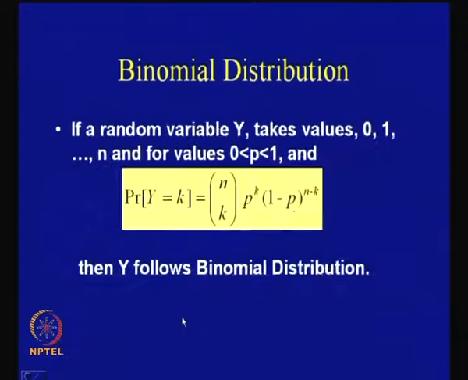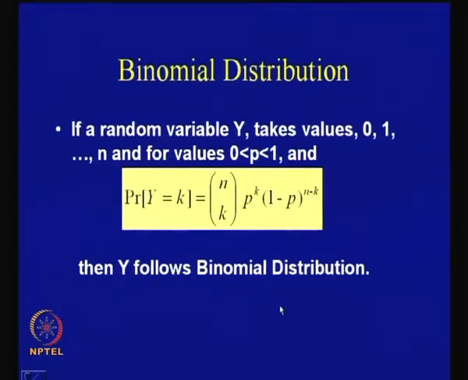So the random variable y can take values from 0 to n, and for p lying between 0 and 1, the probability that y is equal to k, which means that there are k successes, is given by n choose k, p to the power of k multiplied by (1 minus p) to the power of n minus k. If this random variable satisfies this probability distribution, then we say that y follows the binomial distribution, and this is a very common and useful distribution.